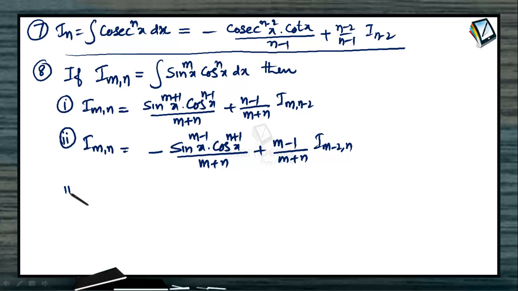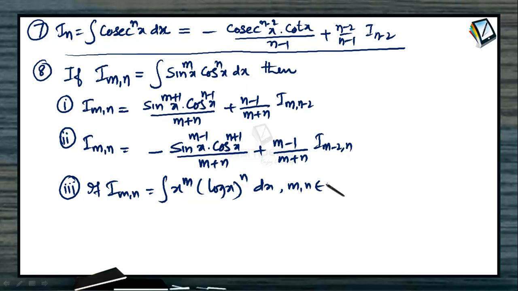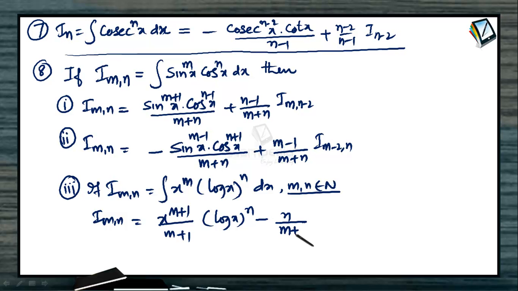And the third one: if I_mn is the integral of x power m times log of x whole power n dx, for m and n being natural numbers, I_mn can be written as x to the power of m plus 1 by m plus 1 times log x power n, minus n by m plus 1 of I_{m,n-1}. So these are the things.